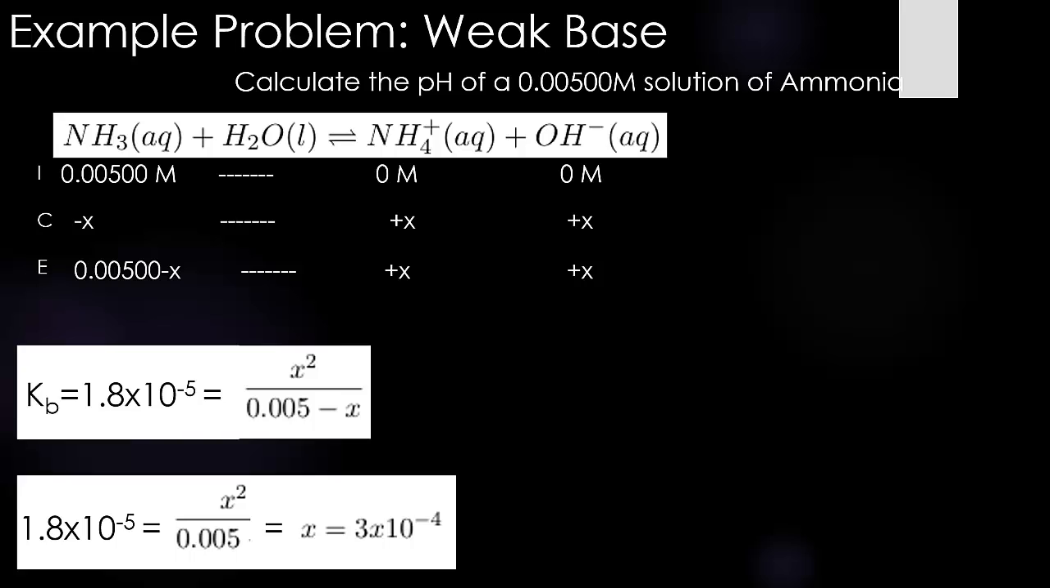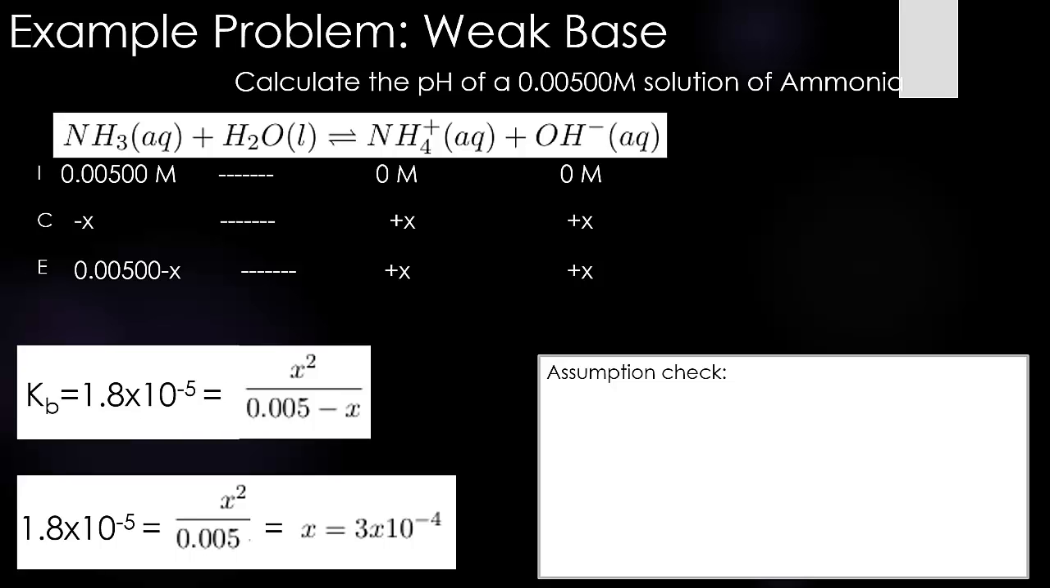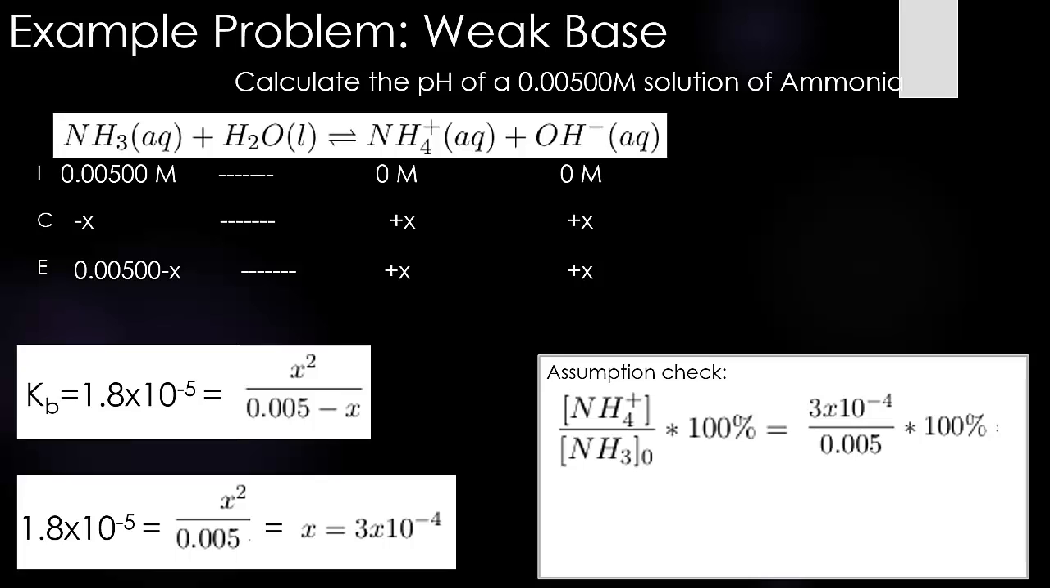But we always need to do the assumption check. In this case, putting x over top of 0.005. This gives us a value of 6%, which is higher than 5%, which means that the assumption is not valid and we must go back and solve the quadratic.